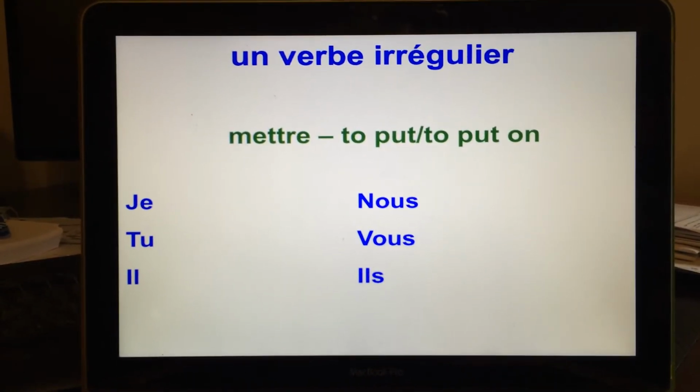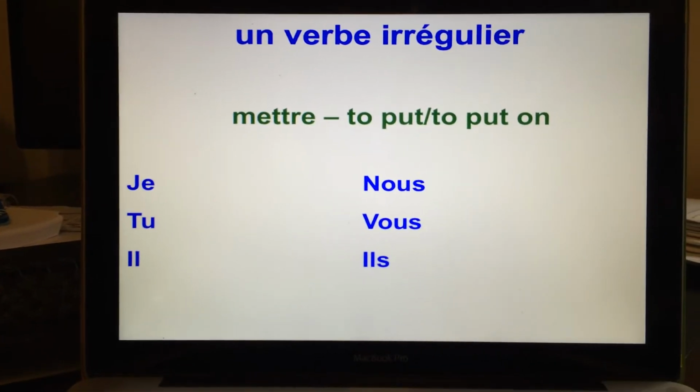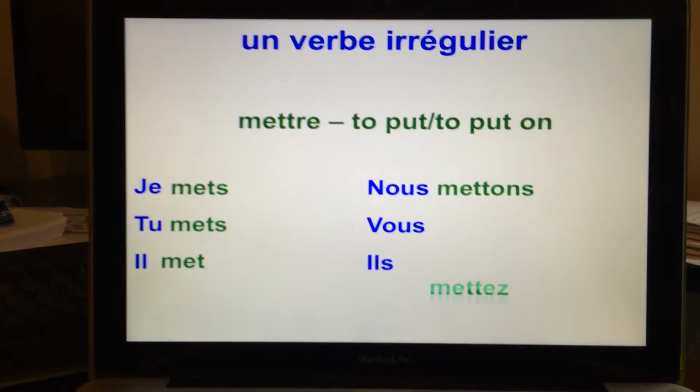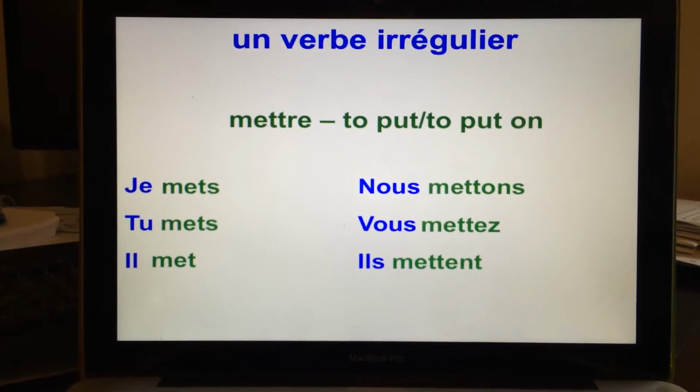Okay, so our next irregular verb we're going to talk about today is mettre, to put or to put on. And our conjugations of mettre are je mets, tu mets, il met, nous mettons, vous mettez, ils mettent. Hopefully you remember this verb from French 1.